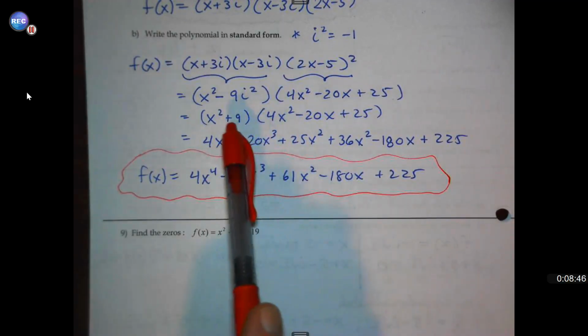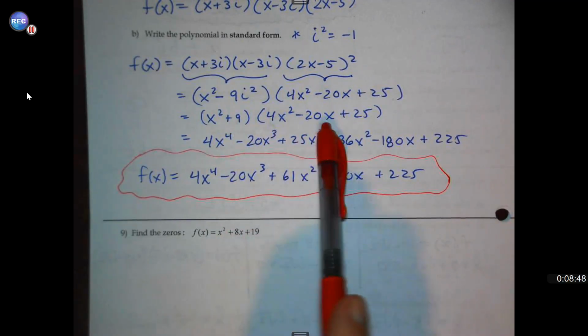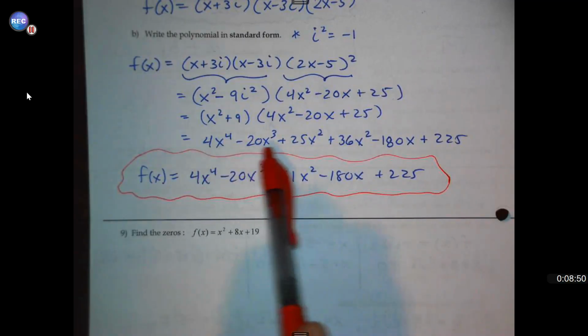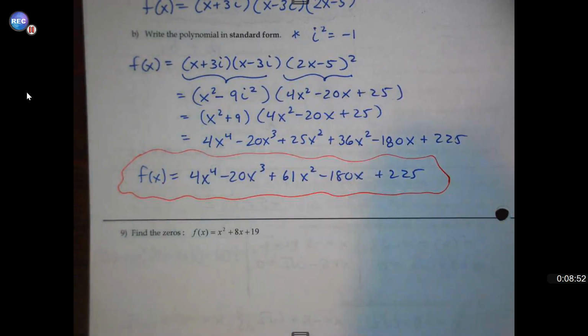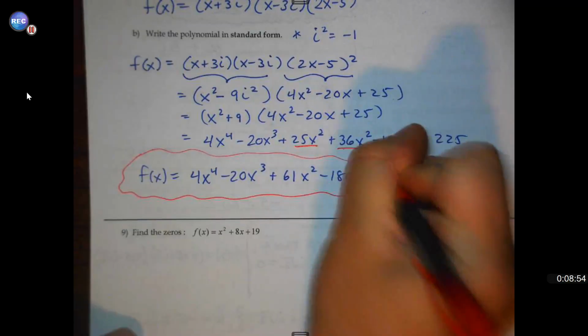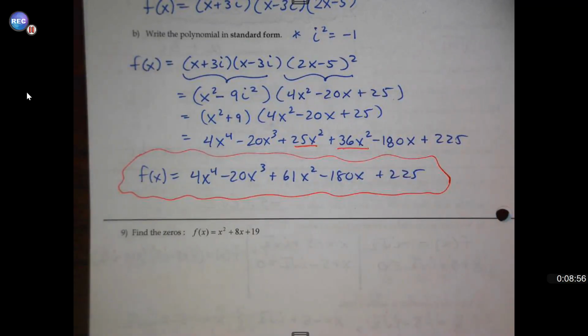Then lastly, you just have to distribute these two terms to those three terms, giving us these 6 products. Combine the like terms there on the x squareds and we get that as my final polynomial function in standard form.